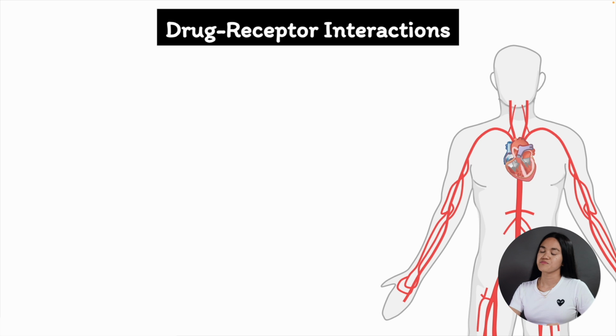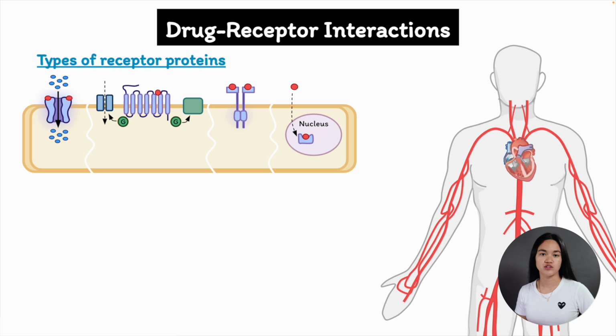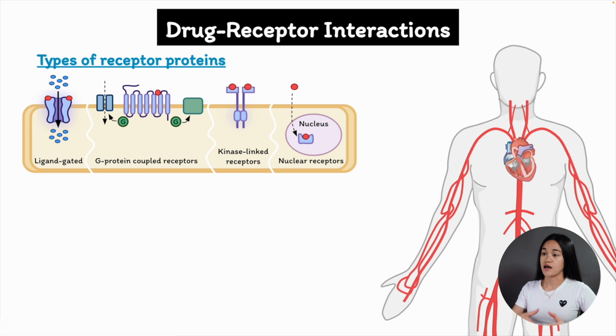Let's start this lecture by understanding the concept of drug-receptor interaction. If you've seen the previous lecture, we covered how receptors are specialized proteins located on cell surfaces or within cells that are responsible for transmitting signals in the body. When a drug interacts with a receptor, it can either activate or inhibit the receptor's function, leading to various physiological responses. There are four main types of receptor superfamilies: ligand-gated ion channels, GPCRs, kinase-linked receptors, and nuclear receptors.